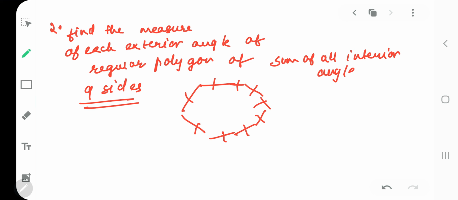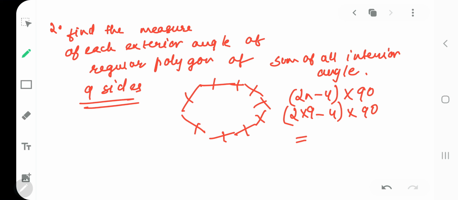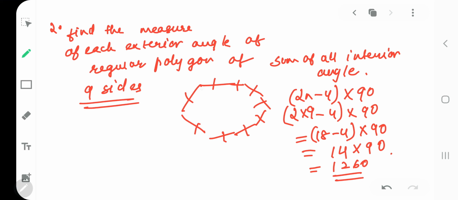And I have given you a formula. You can use 2n minus 4 into 90 or n minus 2 into 180. Put the value of n as 9. 2n minus 4 into 90, my dear kids, you have to do this. 18 minus 4 into 90, that will be 14 into 90, and that will be 1260. That means the sum of all the angles in a 9-sided polygon will be 1260 degrees.